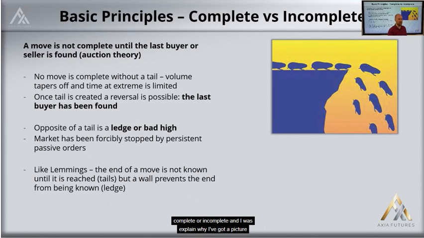And I will explain why I've got a picture of lemmings jumping off a cliff in just a moment. As we talked about with auction theory, you don't find the end of the move until the last buyer or seller is found. So for a move to complete, what we need to see is a tail. You need to see volume taper off. You need to see a running out of buyers. Less and less time will be spent there, because as soon as you run out of buyers, you now have a load of sellers who need to move their orders lower if they want to get filled.